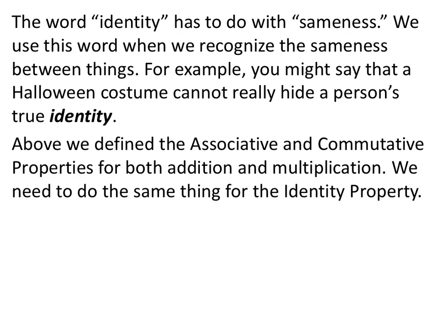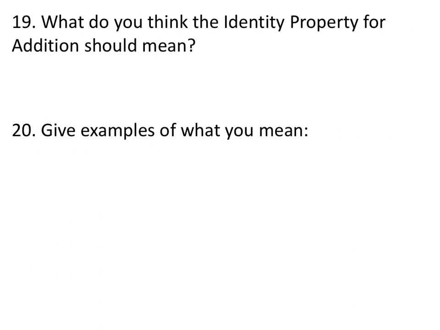So the identity property is really just asking for us to figure out what operation we are using, and what do we have to do with that operation to get the same thing out. Okay, so you'll see this in the examples. So go and take a moment and write down what you think the identity property for addition should mean, and then give some examples.